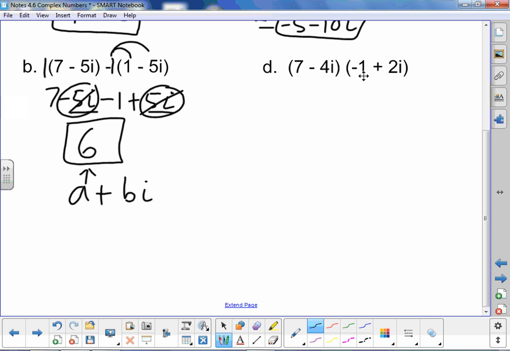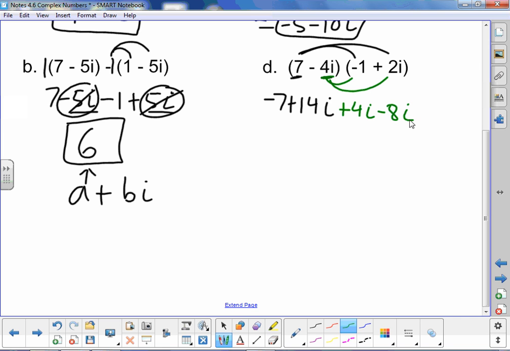Okay, next part, you're going to multiply these. So keep in mind this is like a double distribution. You've got a binomial here being distributed. So first distribute your 7. So 7 times a negative 1 is a negative 7. 7 times a 2i is a plus 14i. Okay, so that's done being distributed. Now you're going to distribute the second term, which is here. So negative 4 times a negative 1 is a positive 4i. Negative 4 times a positive 2 is a negative 8i squared. Oops, I forgot my squared there.